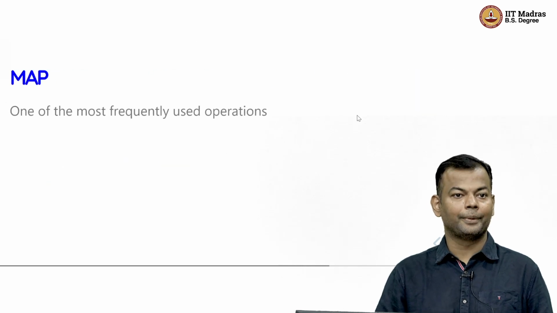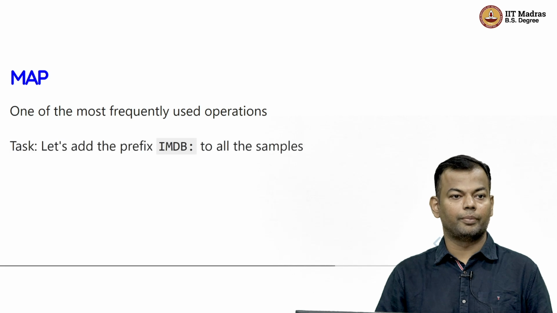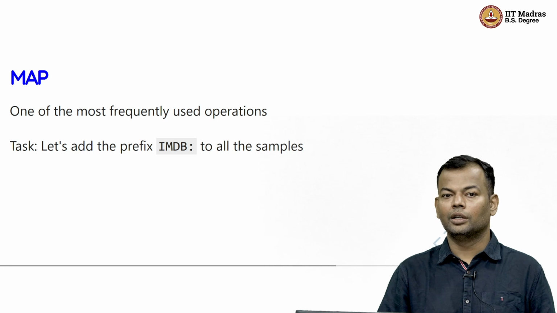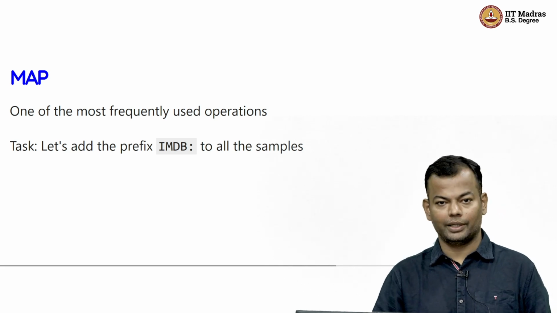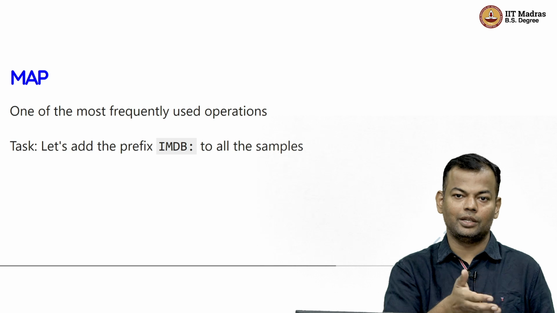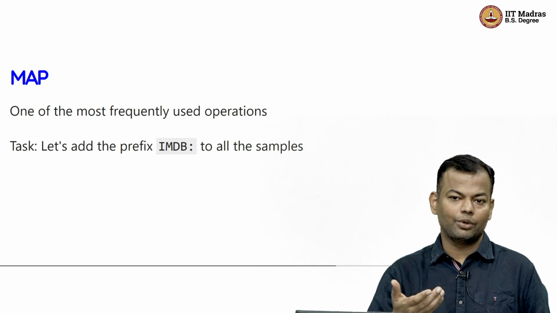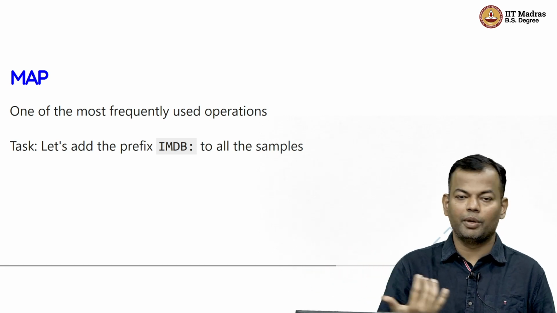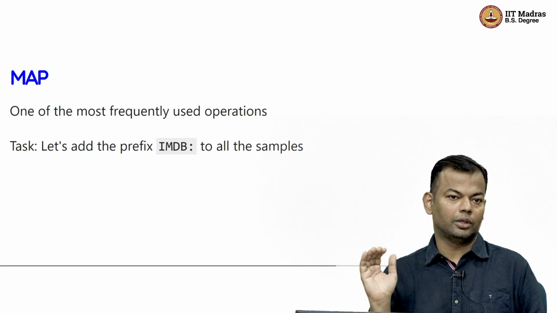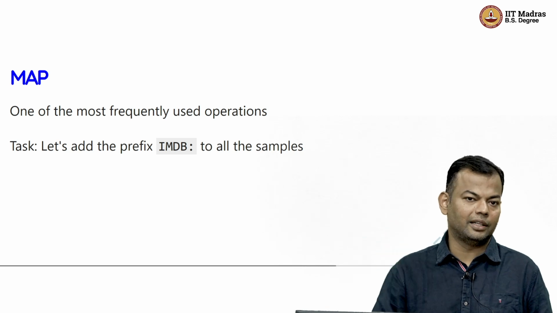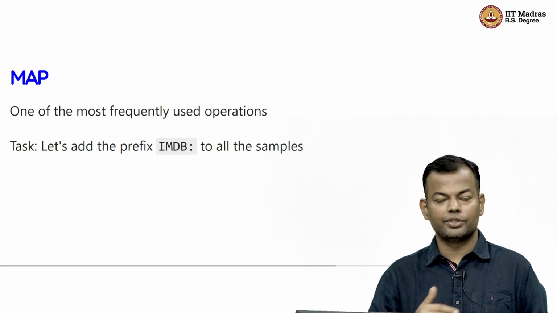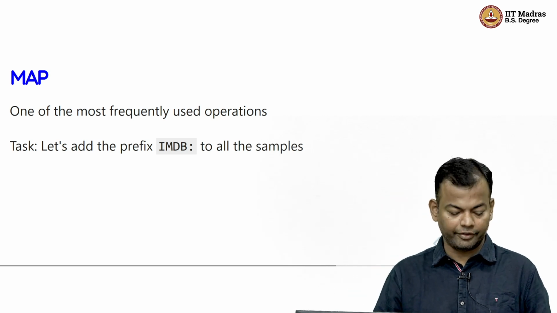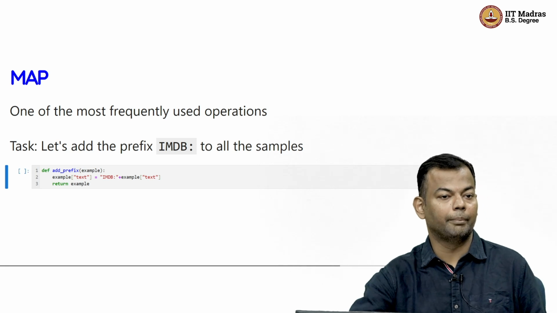The next one is map. This is again one of the most frequently used operations. Suppose for all the examples in your dataset, you want to add the prefix IMDb to it. Now this may look very toyish to do, but there are scenarios where you may want to add, or remove, say, quotes from all the data. Or you may want to remove stop words from all the rows in your dataset, because you may feel that that doesn't really matter. Or you may want to remove all punctuation and so on, and you want to do this across all the splits that you have. That you can do with the map function.